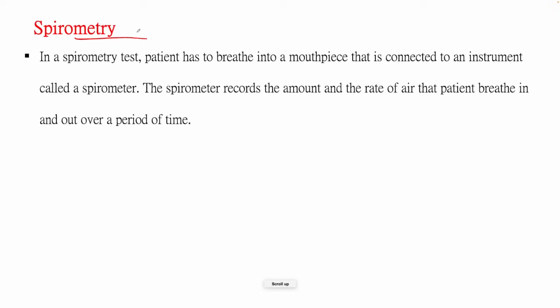So first thing is spirometry. The pulmonary function test begins with spirometry. Now let's see what is done in that. In a spirometry test, the patient has to breathe into a mouthpiece that is connected to an instrument known as a spirometer. From that it is known as spirometry. And the spirometry records the amount and the rate of air that the patient breathes in and out over a period of time.